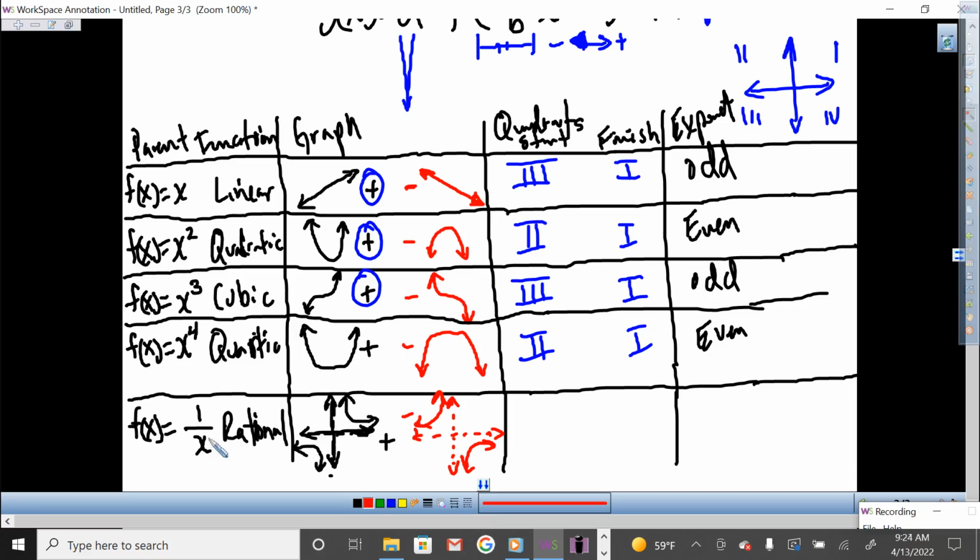Question, what is the exponent on this variable? 1, okay, which is what kind? Odd. So therefore, where shall I start? 3 for the positive. It starts at quadrant 3. Does it have something at quadrant 3? Yes. How about quadrant 1? Yes, there it is.